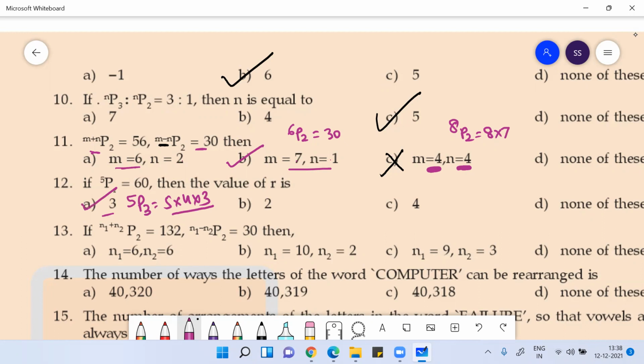Similarly, the 13th one. This cannot be the answer, n1 minus n2. This would be 8P2, and 8P2 is 56, so it cannot be 30. Then this is 6P2, and 6P2 is 30. Then 9 plus 3 is 12, so 12P2. 12P2 is 132. This is your answer. Simple.